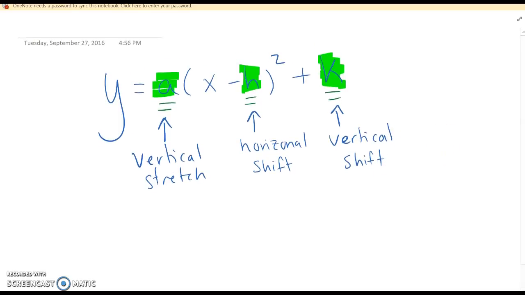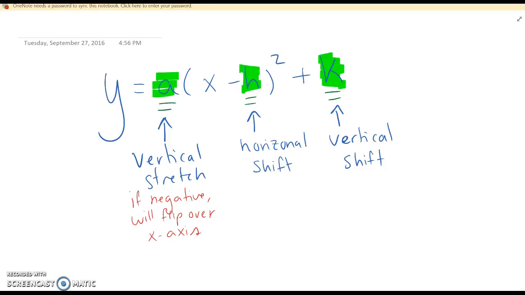And the one that we didn't write in here, if A is negative, it will flip over the x-axis, right? So if it's negative, it will flip it over the x-axis. So again, we'd have that mountain shape instead of the valley shape. It would open up downwards.